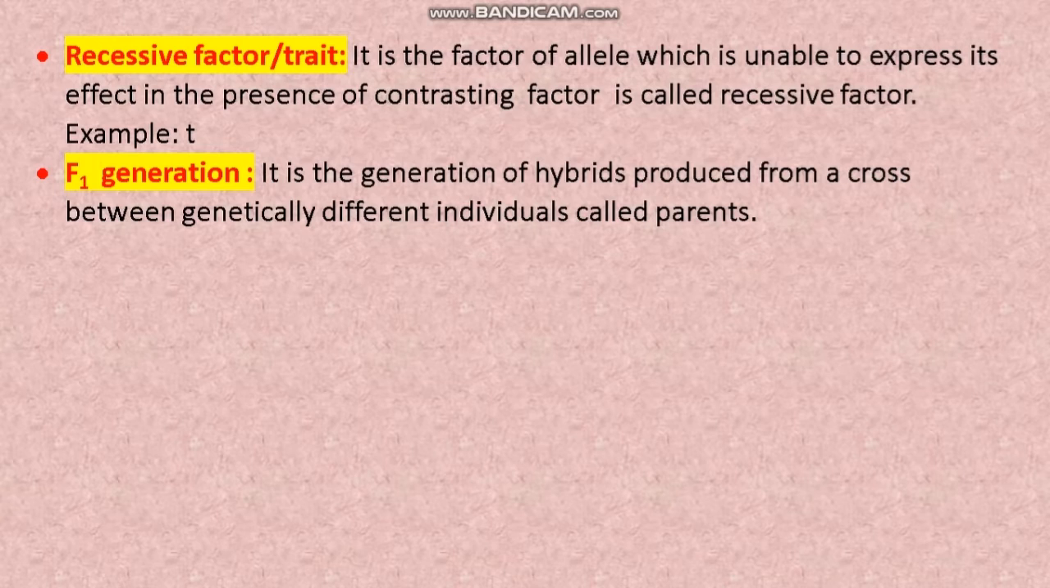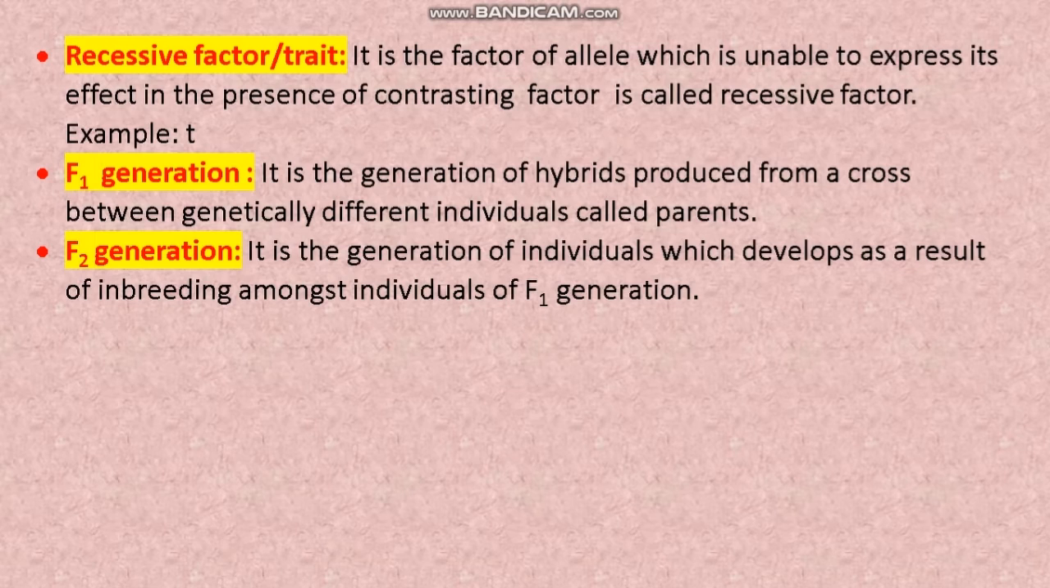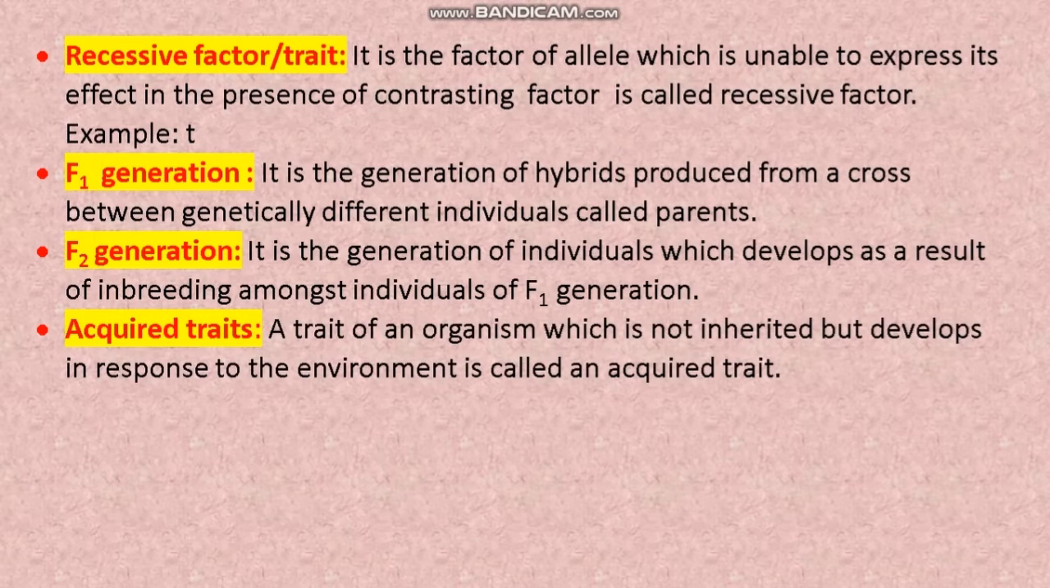F1 generation: it is the generation of hybrids produced from a cross between genetically different individuals called parents. F2 generation: it is the generation of individuals which develops as a result of inbreeding amongst individuals of F1 generation.